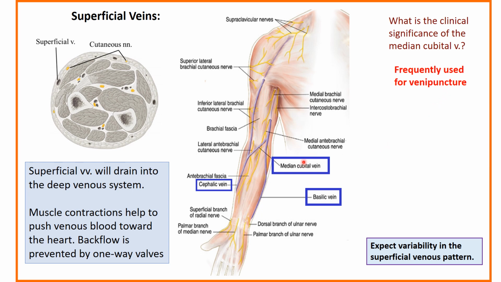The superficial veins, as for position, lie in the superficial fascia. They drain the skin and the superficial fascia. At some point, they pierce the deep fascia and they drain into a deep vein. So that's what superficial veins will do. And muscle contraction will help push the venous blood towards the heart. And backflow in these veins is prevented by the one-way valves, actually, that take the blood towards the heart.